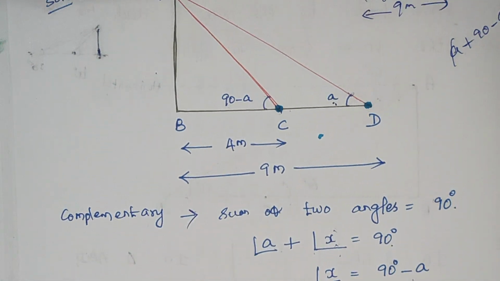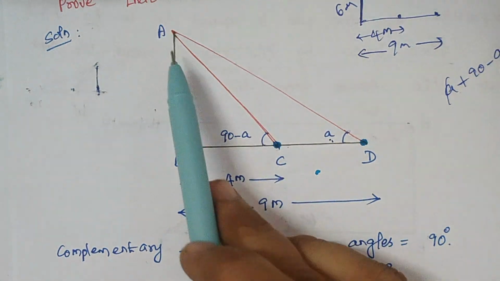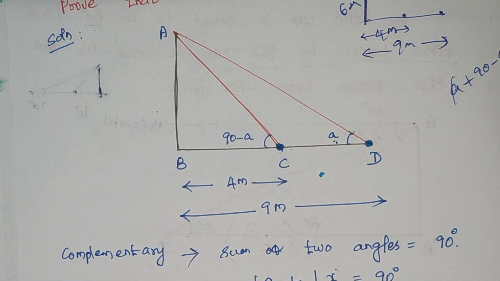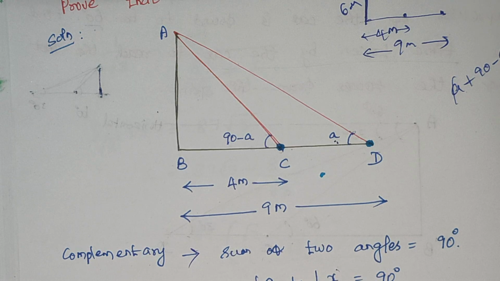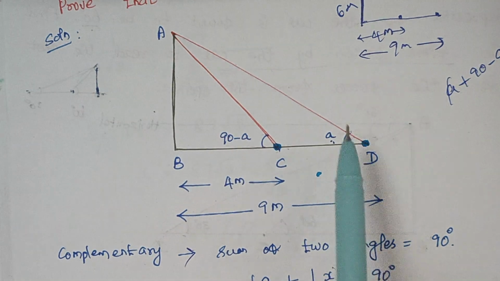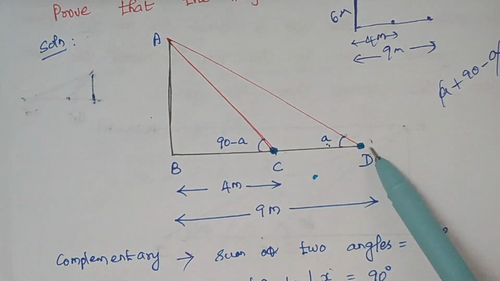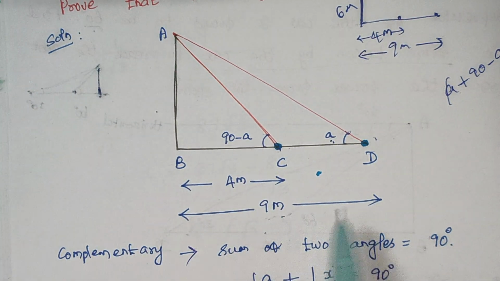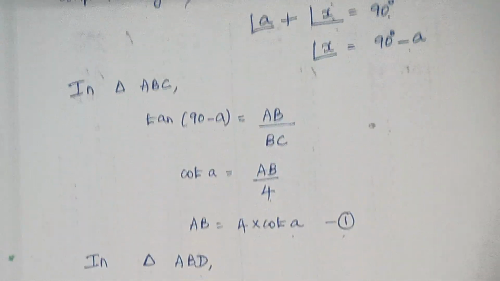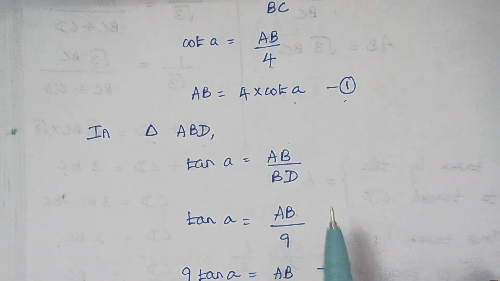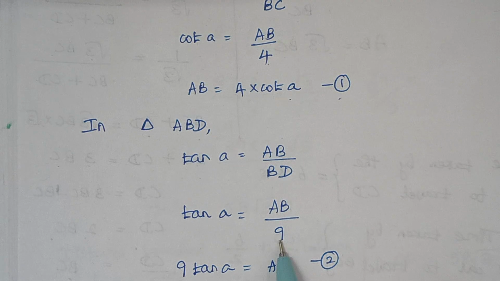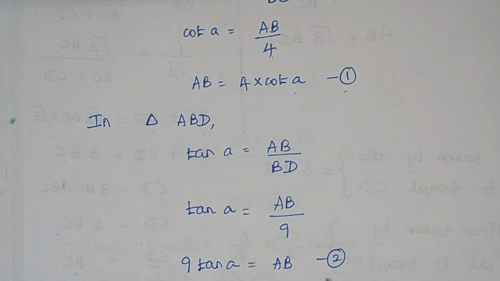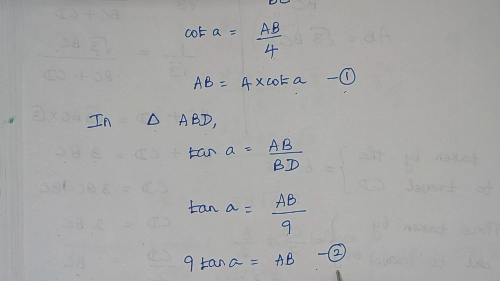Now just again look at this triangle. Consider the triangle A, B and D. Again move on with the tan ratio. So tan A is equal to AB by BD, right? What is the length of BD? It is 9. It is directly given in the problem. So just substitute it here. Tan A is equal to AB by BD and BD is 9. So AB is equal to 9 into tan A. Let this be your equation number 2.